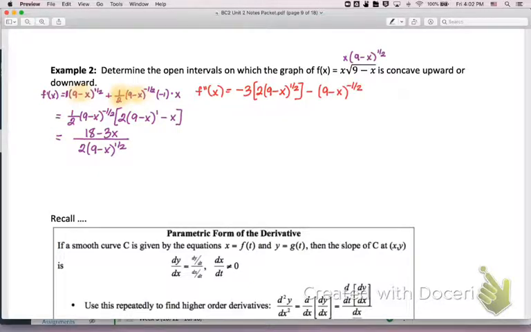And then times the derivative of the inside, which is, again, negative 1, and then times the numerator left alone, 18 minus 3x. Ugh. And that's just the top of it. Now the bottom of it is going to be the denominator squared, which is going to be 4 times just 9 minus x, because 1/2 power raised to the second power, you multiply them, we just get 1. So that doesn't work out half bad.